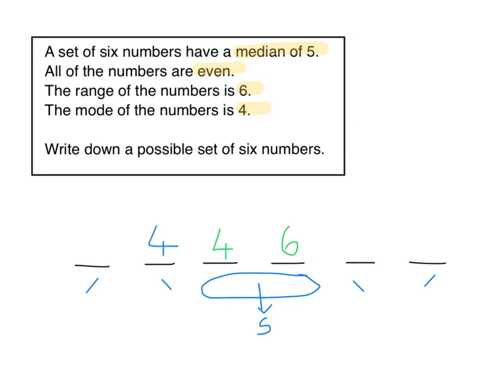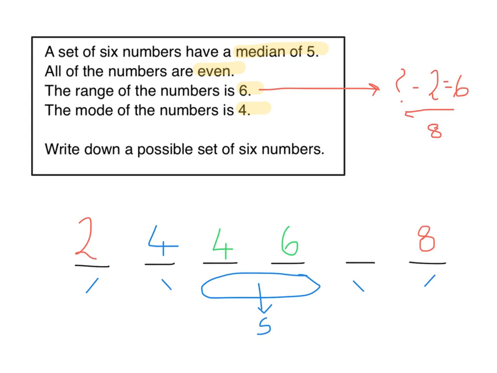Now, I could put a 2 here. Now this is all about trial and improvement, so let's have a look at this. If I put a 2 here, that's the smallest number. Now we know that the range is 6, so the biggest, take away the smallest, which is 2, must be 6. So if I do it backwards, 6 add 2 is 8. That means the biggest must be 8.